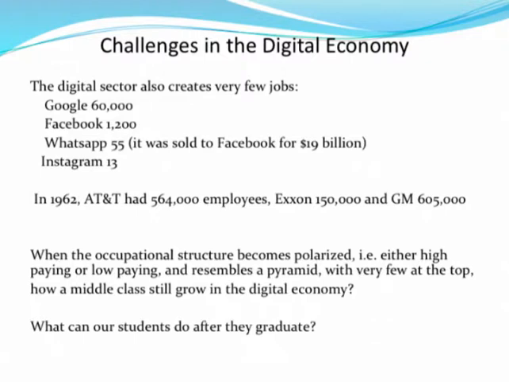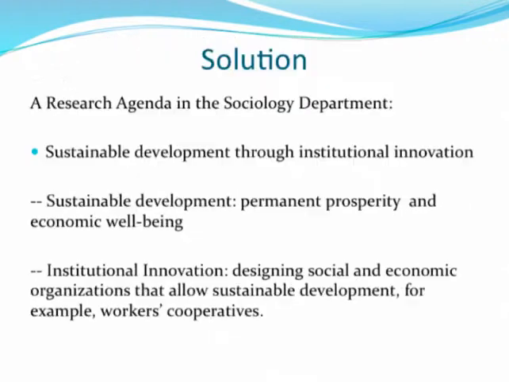Another problem with the digital economy is that these high-tech companies don't hire that many people. Google, 60,000. Facebook, 1,200. WhatsApp, 55. Both AT&T and GM, back in 1962, each hired more than 500,000 workers. So we have very skewed occupational structures.